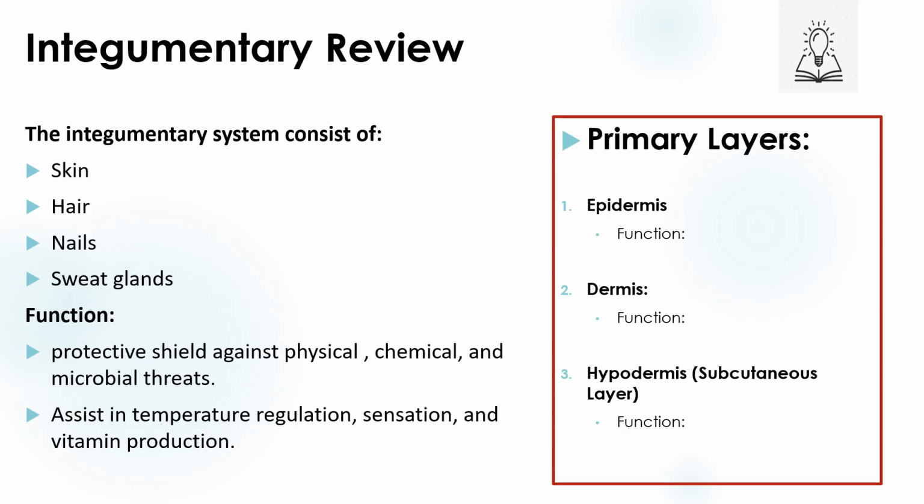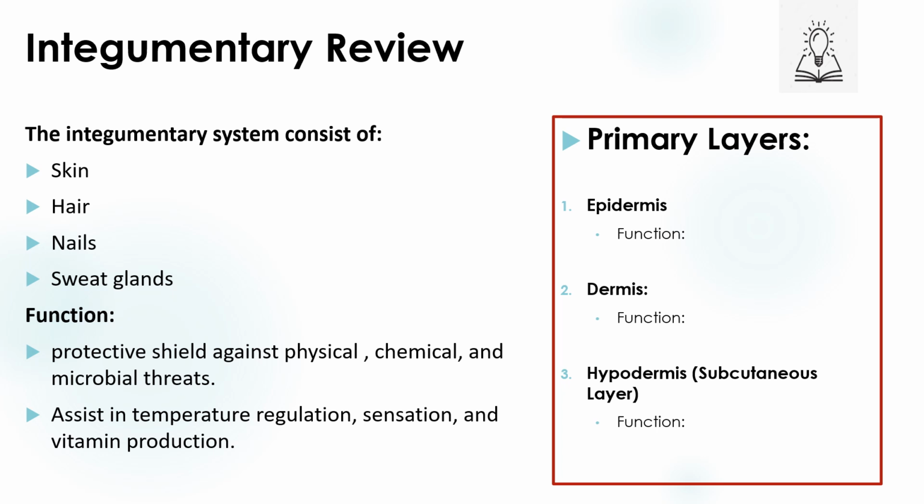The integumentary system is composed of the skin and its appendages, which include the hair, nails, and glands. The skin itself has three primary layers, each with distinct structures and functions. So let's look at the epidermis. The epidermis is the outermost layer of the skin.